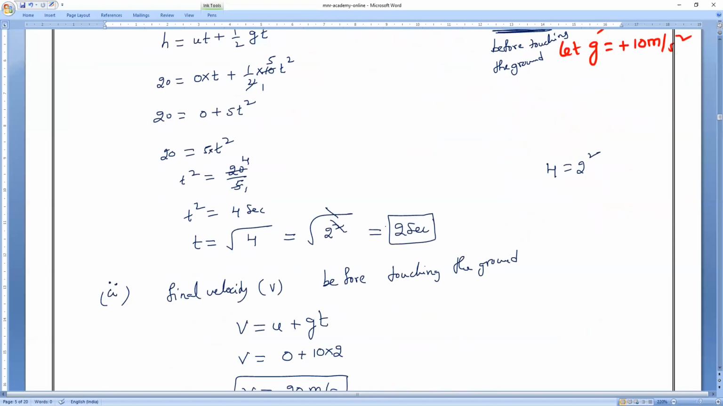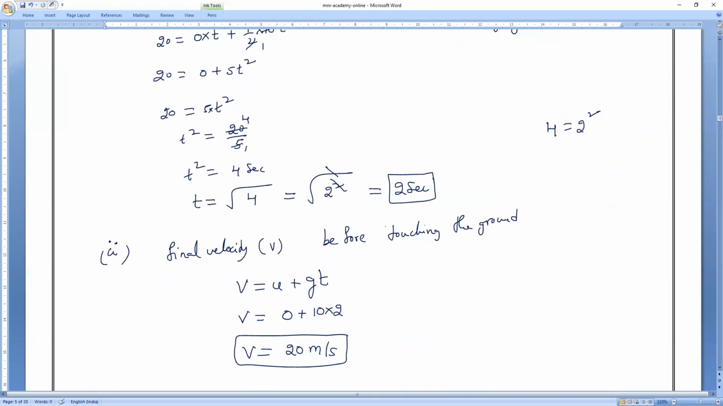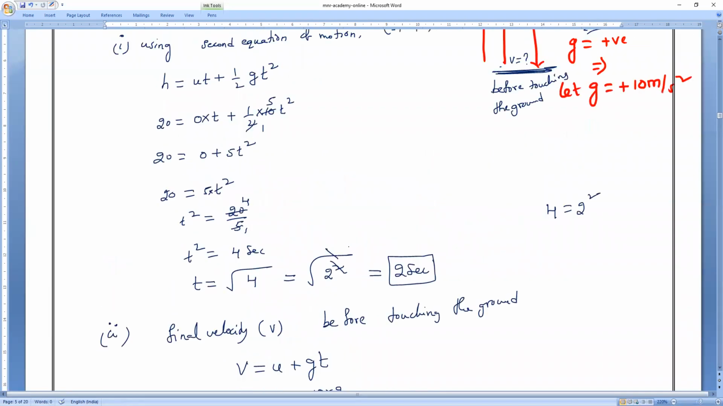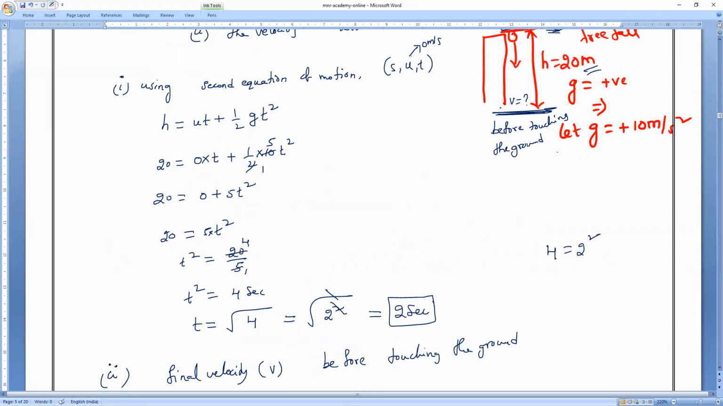Now, completed, everybody? Sir, one doubt, sir. How did you find g is equal to 10 meter per second square, sir? We can assume it, because we already know the g value is 9.8, but I am assuming, that's why I put "let". Okay, Mari? Yes, sir.